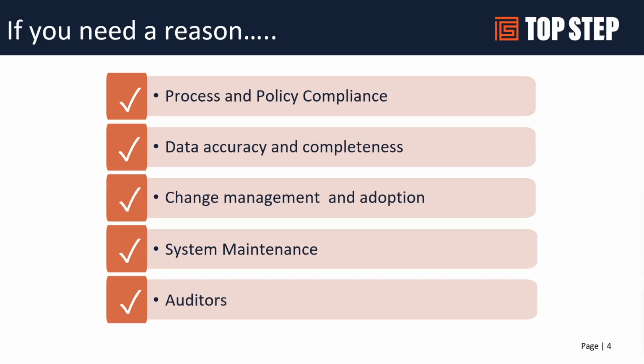But there are really 5 main elements that we want to focus on today as far as the life of data auditing, right? So process and policy compliance, data accuracy and completeness, change management and adoption, and system maintenance, and of course, auditors. And we tend to kind of pigeonhole the view to the auditors and partially the system maintenance side. But again, if you're staying on top of your database management and your process flows, these other areas start to come into play. Process and policy first and foremost.